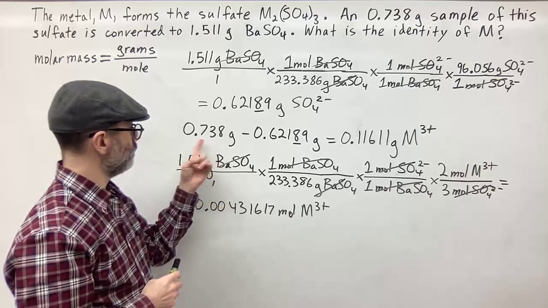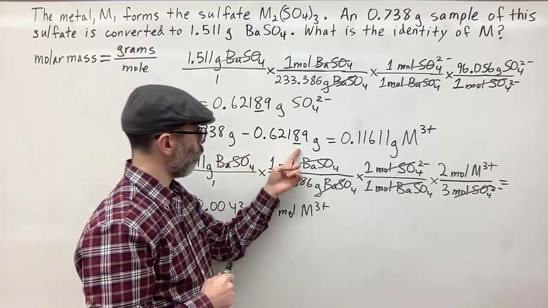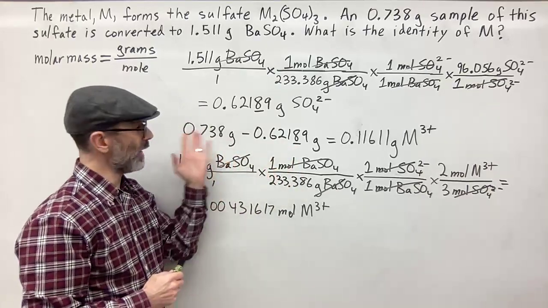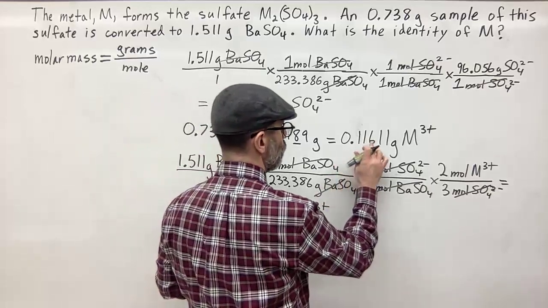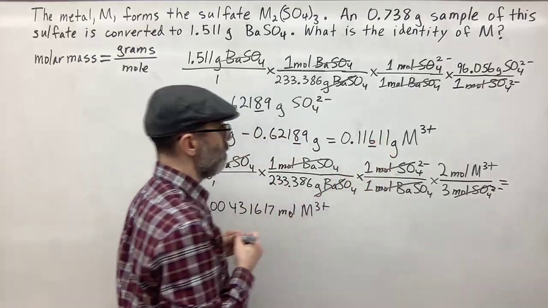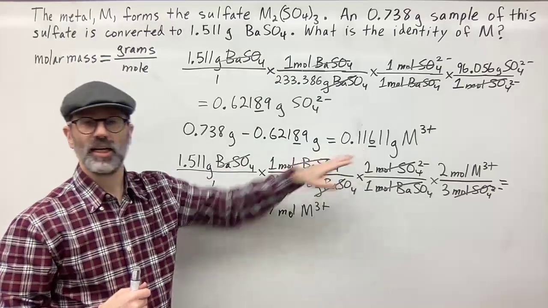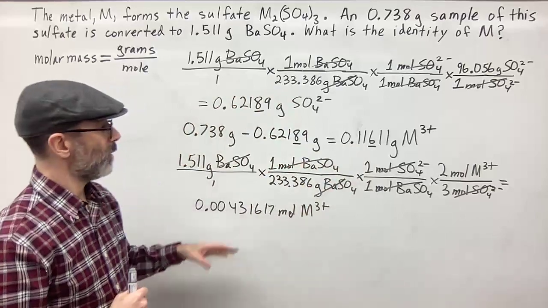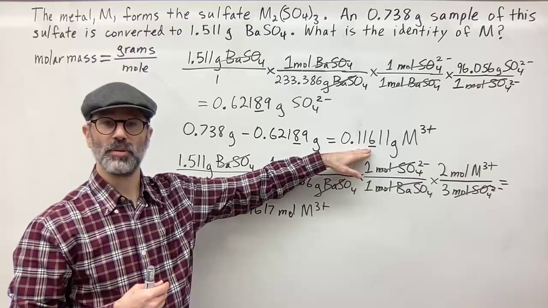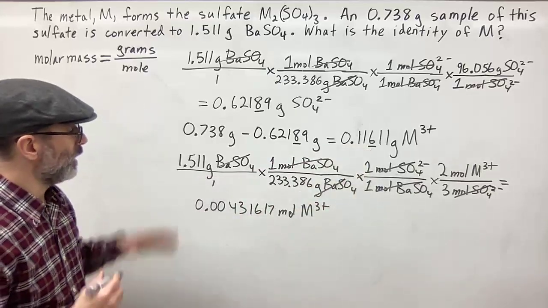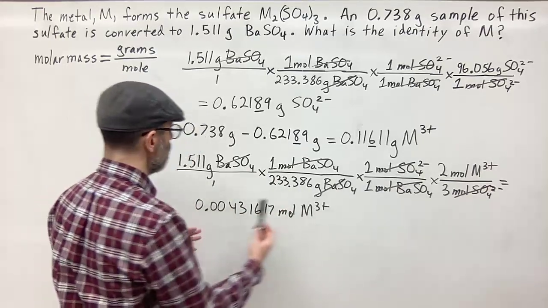So in this case, I have 3 decimal places. Here I have 4. 3 is less than 4, so I can only keep the number up to 3 decimal places. So 1, 2, 3. I keep an extra digit or 2 because I got to use this in the next calculation. But I underline it to remind myself how many sig figs I'm allowed to keep for this answer. Now I have the moles of my mystery metal.